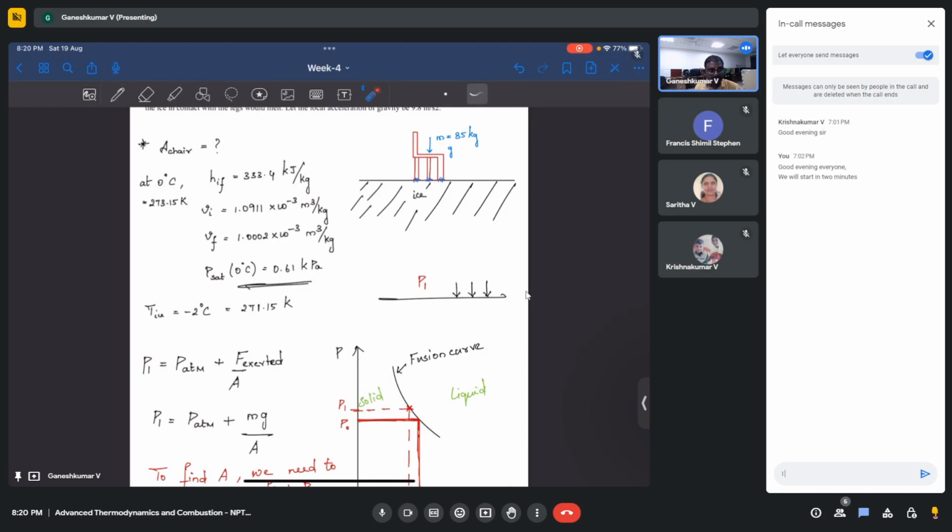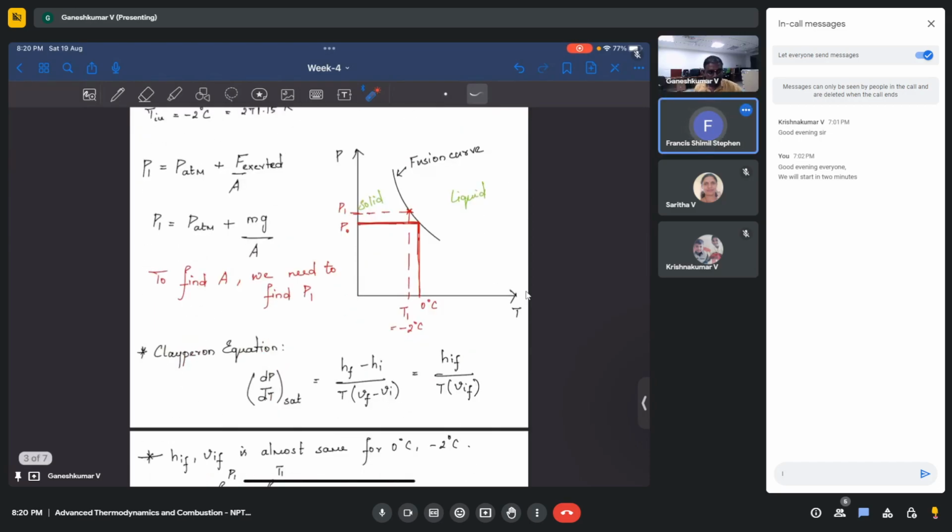Is that what you're asking, Francis? Yes, actually we have the saturation pressure at 0 degrees Celsius, and at the present condition the temperature is -2 degrees. So at that -2 degrees Celsius, we find out what the pressure will be using Clapeyron's equation. Correct, correct. Using just the Clapeyron equation.